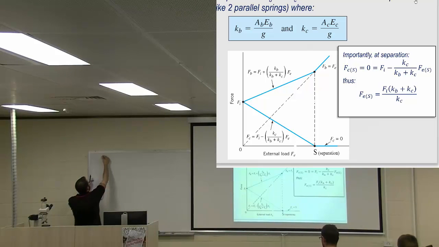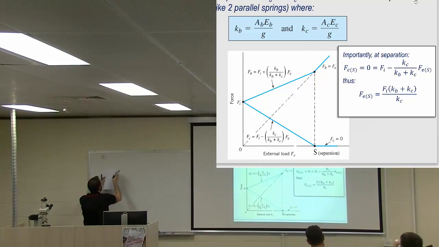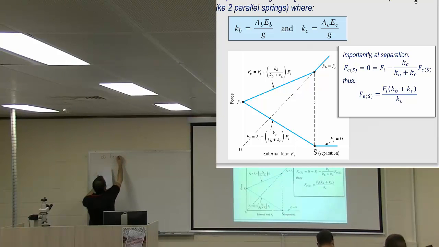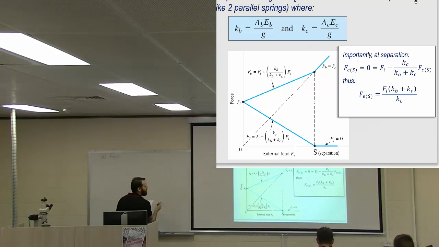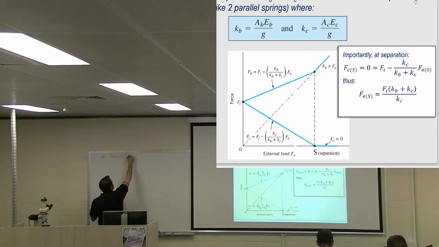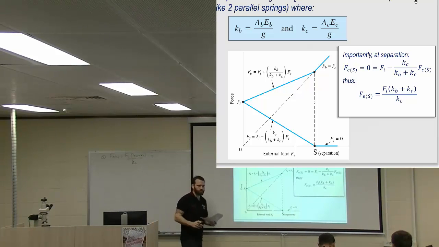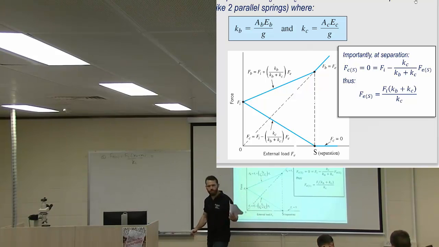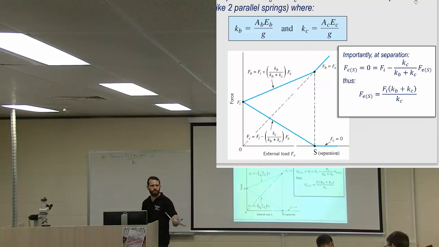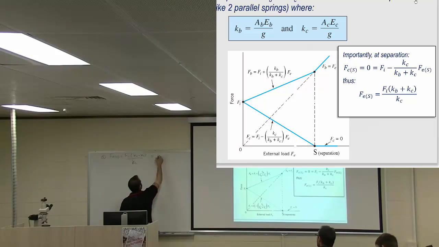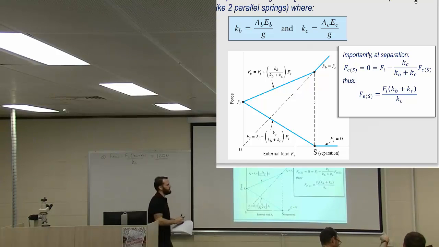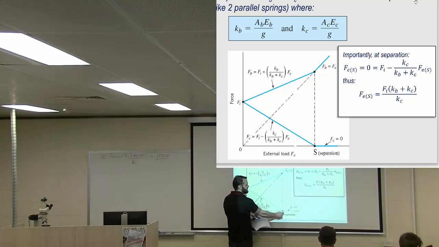Okay, A. So we want to find Fe at S. We've got an equation for that, which is Fi times AB plus KC all on KC. Whatever it gets, 120 newtons. Yeah, nodding heads. Everyone got that? Great. 120 newtons. Cool. So what that means is that on the graph, this is 120 newtons.